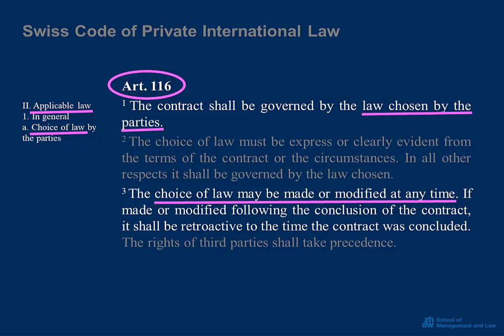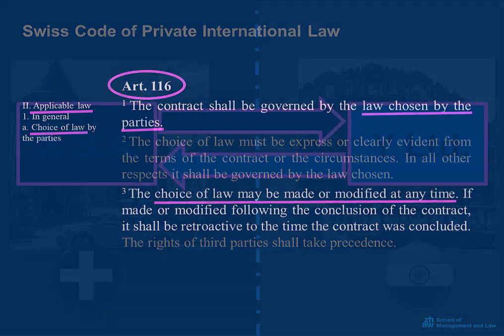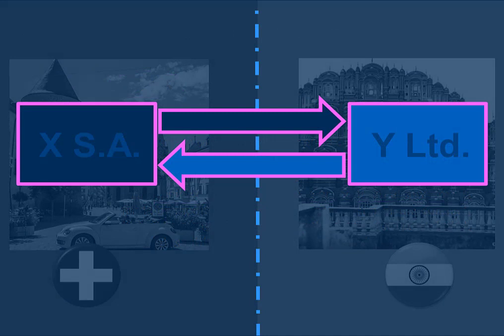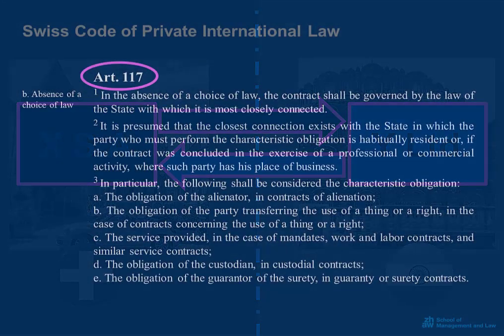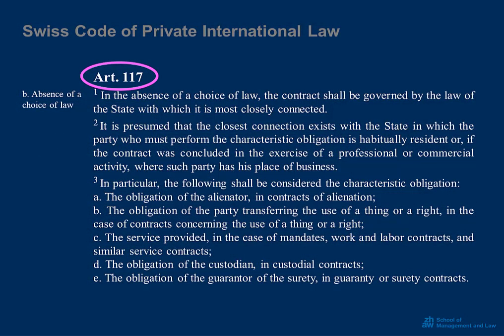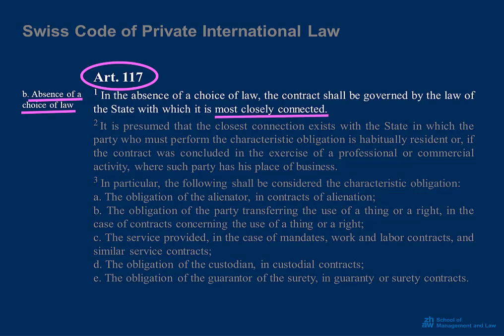But it can also be done later on in a separate agreement on the applicable law. But let's assume that in the present case, we do not have any choice of law made by the parties. That brings us to Article 117 that applies when there is absence of choice of law. Article 117, paragraph 1 states the principle that in the absence of a choice of law, the contract shall be governed by the law of the state with which it is most closely connected.